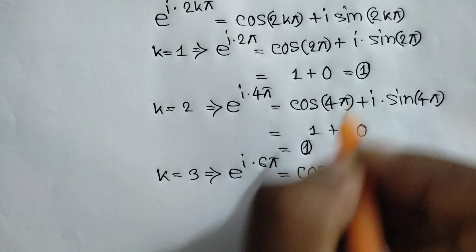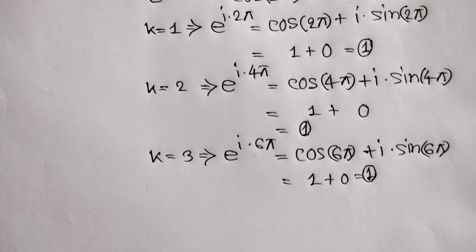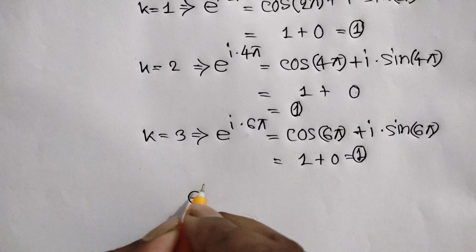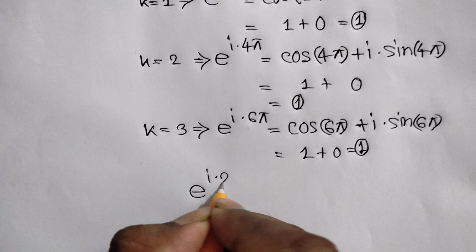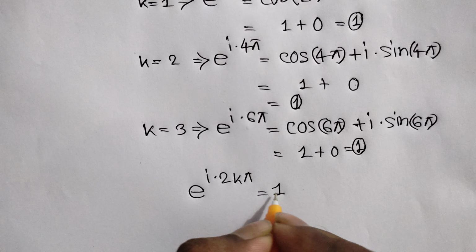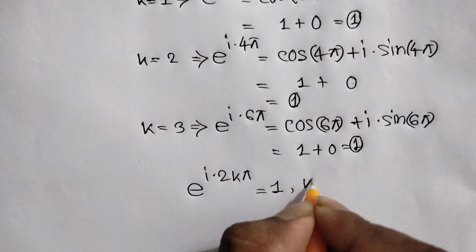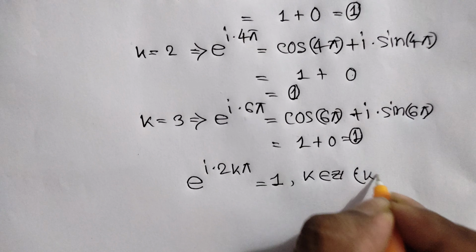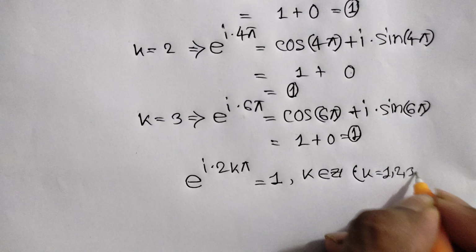Okay, so we can write here e to the power i times 2k pi is equal to 1. Here k is a positive integer and k is equal to 1, 2, 3, and so on.